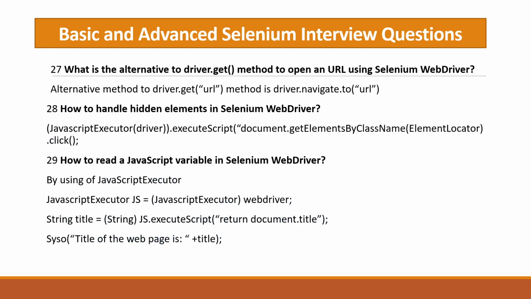Then the next question is, what is the alternative to the driver.get method to open a URL using Selenium WebDriver? I can get my URL with the help of driver.get(URL). In the same way, what is an alternative approach to launch my URL? That is driver.navigate().to(URL). We can use these two ways to open our application. driver.get is the first approach to open the URL. If you want to do it in an alternative way, you can use driver.navigate().to of your URL.